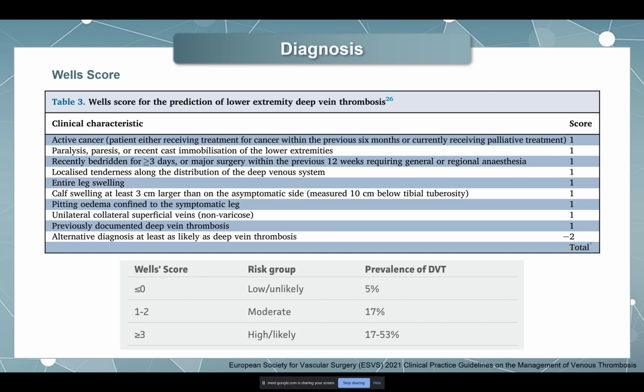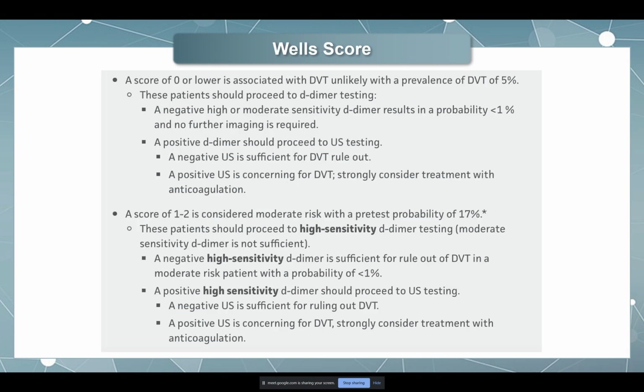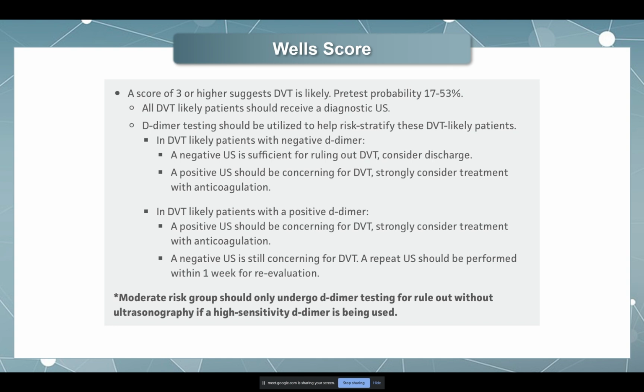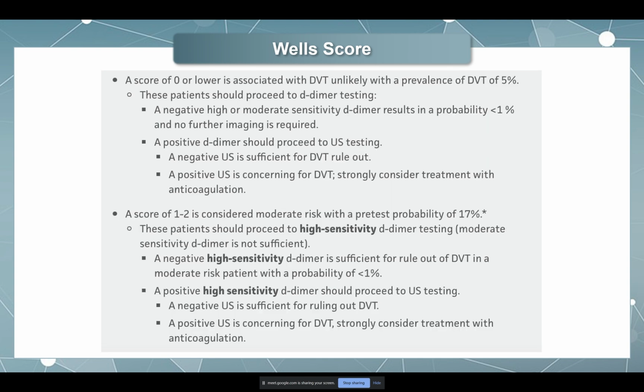Okay, based on the diagnosis, mainly it's based on the Wells score kan. So the Wells score you can classify into two. Either you go to the next page. It says a score of 0 or lower, or a score of 1 to 2. Okay. There's also a score of 3 and above. If the score is 0 or lower, you just need a moderate sensitivity D-dimer. Betul? If a score of 1 to 2, you require a high sensitivity D-dimer.